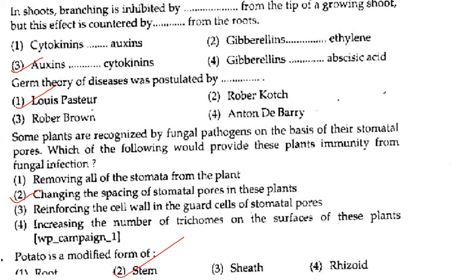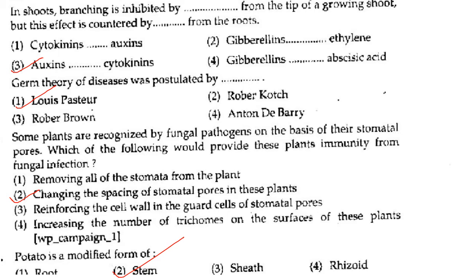Next one, some plants are recognized by fungal pathogens on the basis of their stomatal pores. Which of the following would provide these plants immunity from fungal infection? Option 1 removing all of the stomata from the plant, 2 changing the spacing of stomatal pores in these plants, 3 reinforcing the cell wall in the guard cells of stomatal pores, 4 increasing the number of trichomes on the surface of these plants. Answer is option 2, changing the spacing of stomatal pores in these plants.